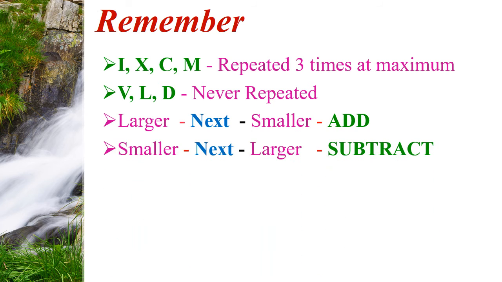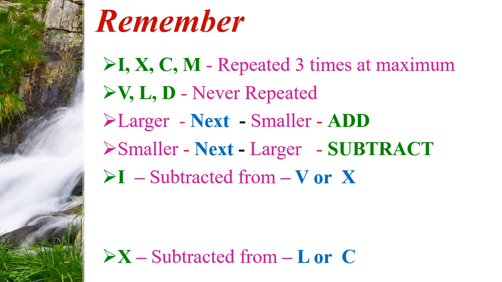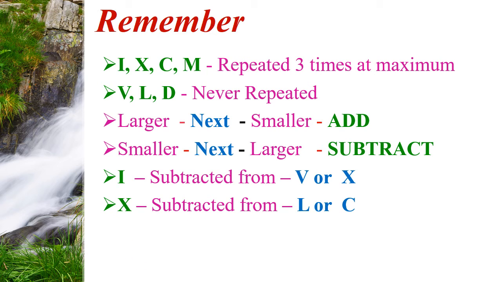Next one, smaller symbol next larger symbol means we want to subtract their values. Next one, I subtracted from either V or X. X subtracted from L or C. C subtracted from D or M.